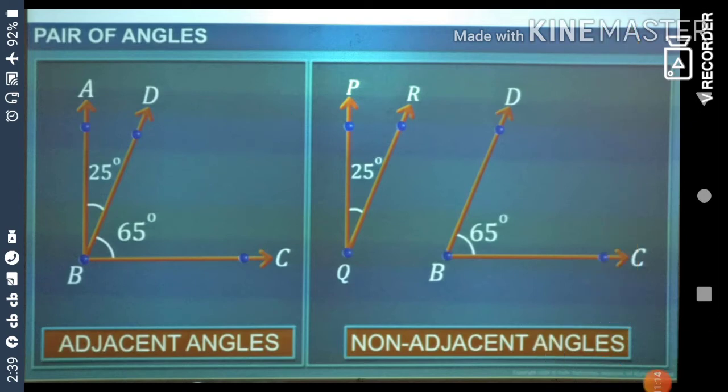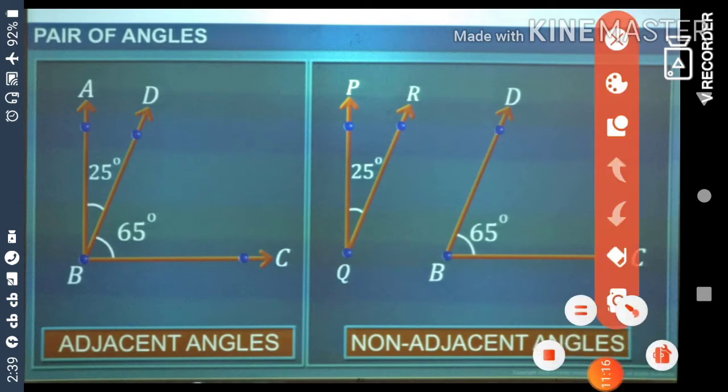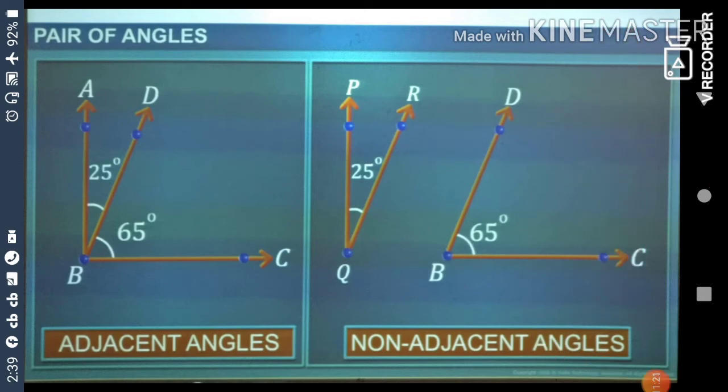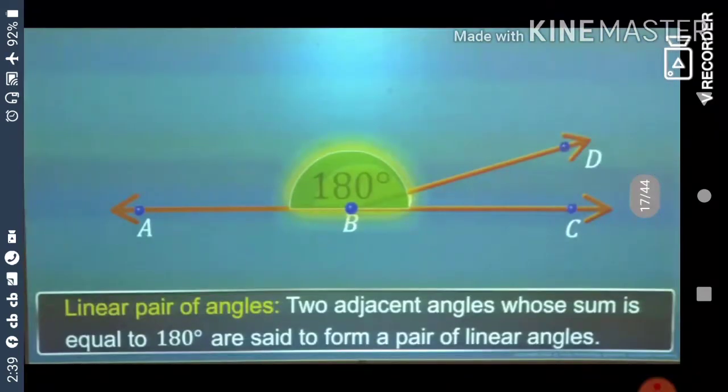Is this adjacent or not? Let's check here clearly. They have given two angles here to us. PQR, that is 25, and then they have given CBD, that is 65 degree angle. So see, they don't have any common arm. They are given separately. So they are called non-adjacent angles. So I hope it is clear to you. Now next term is what? Linear pair of angles. Very important, linear pair of angles.